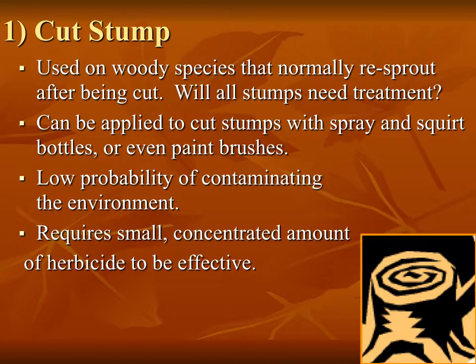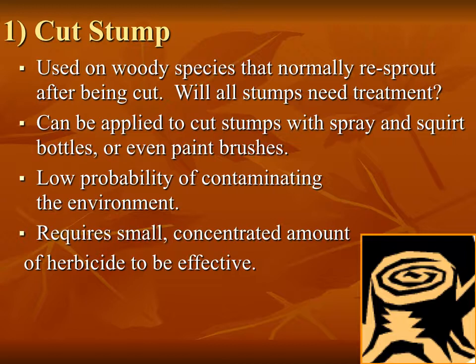It can be applied to cut stumps with a spray bottle. I usually recommend paintbrushes. I'll show you why in a minute. It has a very low probability of contaminating the environment because you're putting it right where it needs to go, and it's done in a very precise way. A small amount will go a long way because most of these cut stump treatments, generally speaking, there may be exceptions, read the label, you use straight out of the bottle. So it is a small amount, but it's a concentrated amount of the herbicide for this to be effective.